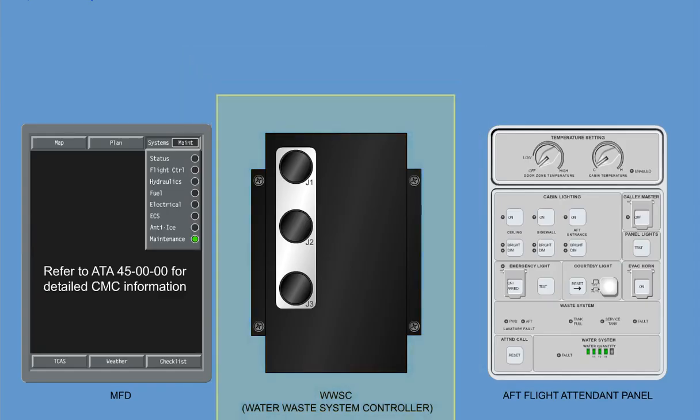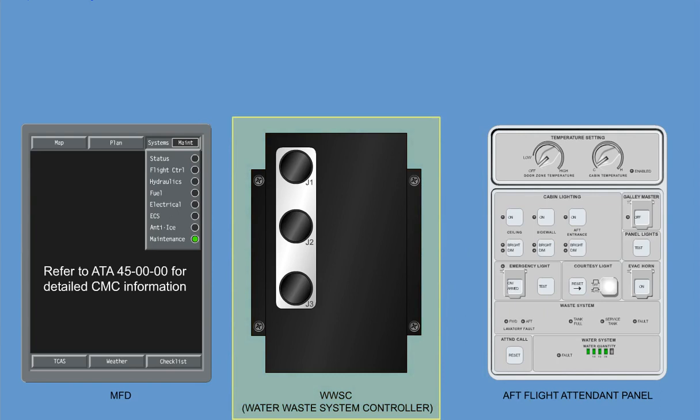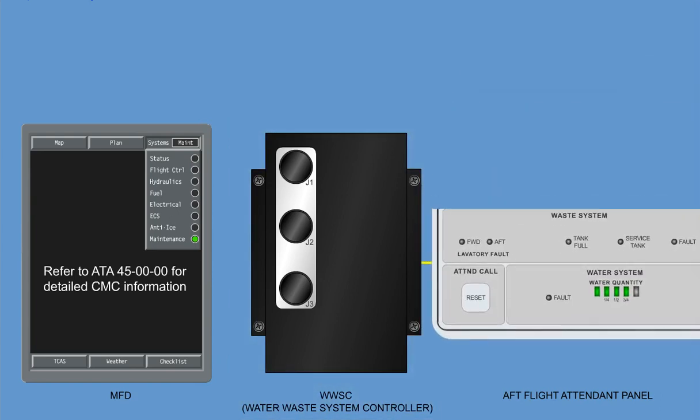The Waste and Water System Controller is able to monitor failures of components and send failure messages to the flight attendant panel and CMC. Failure messages are addressed to the flight attendant panel only if they affect flight attendant duties or passenger comfort. Detailed failure information can always be reviewed by use of the CMC.